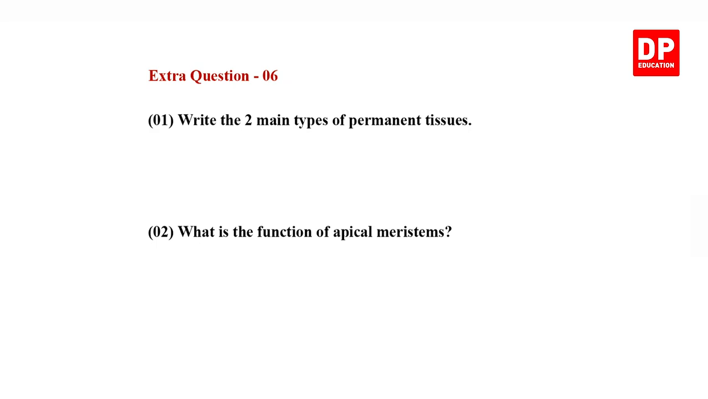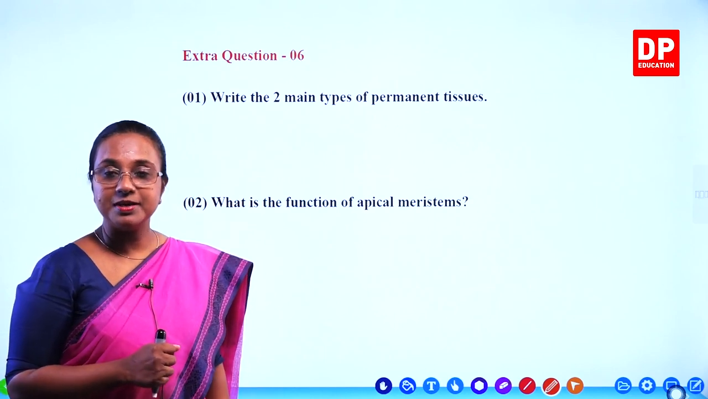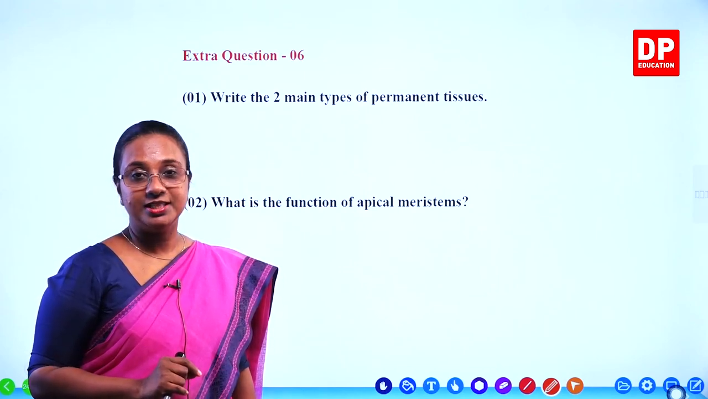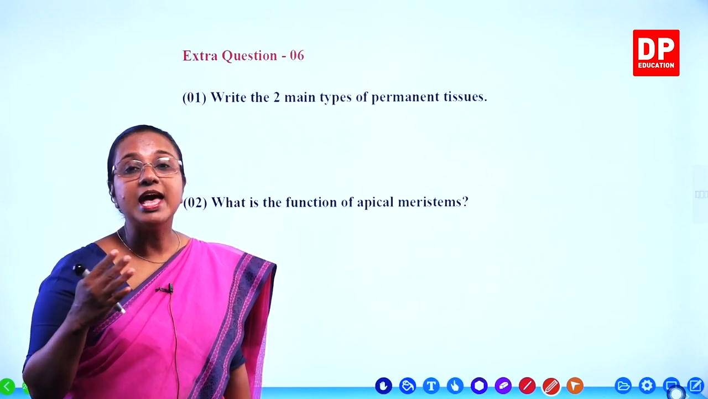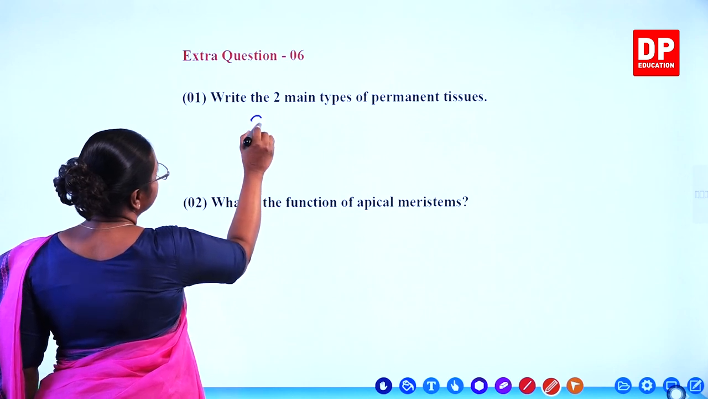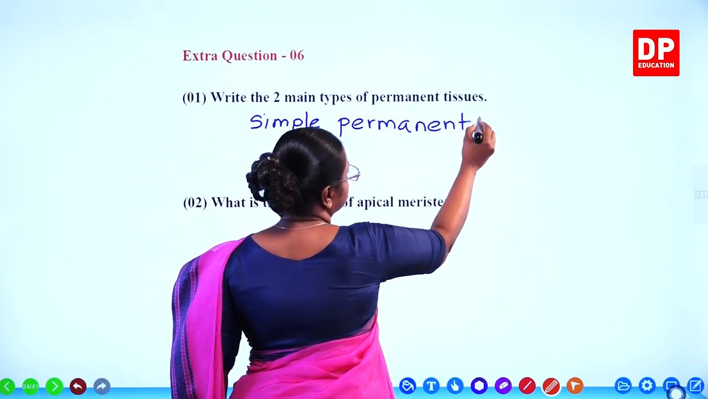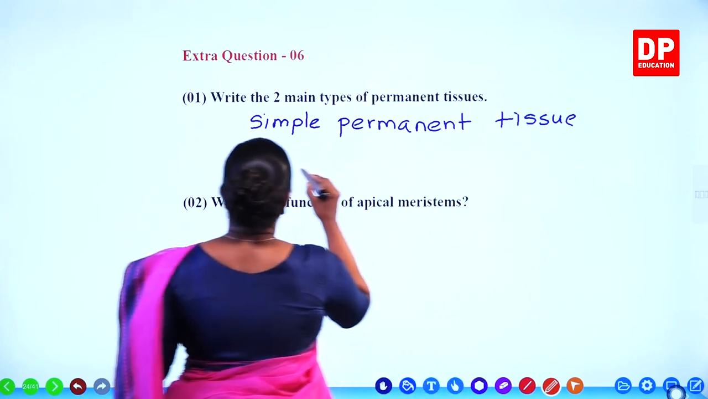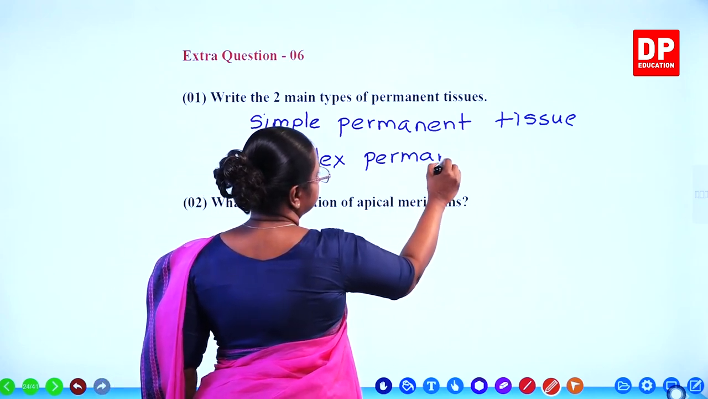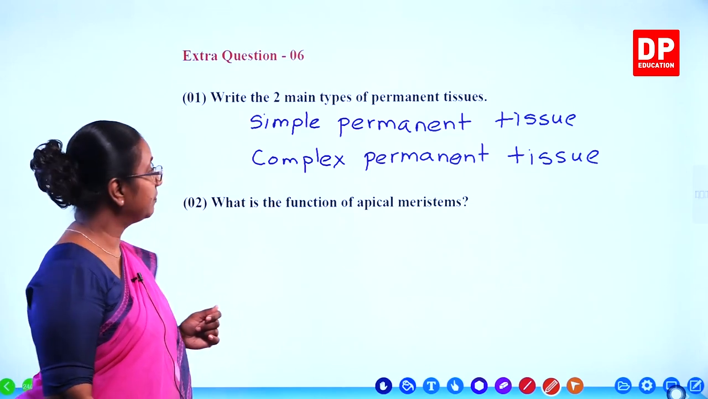Next question, extra question 6. Write the two main types of permanent tissues. How do we classify permanent tissues? Based on the number of types of cells. If there is only one type of cell, we call it the simple permanent tissue. If there are more than two types of cells, then we call it the complex permanent tissue. So the two types are simple permanent tissue and complex permanent tissue. Those are the two types of permanent tissues.